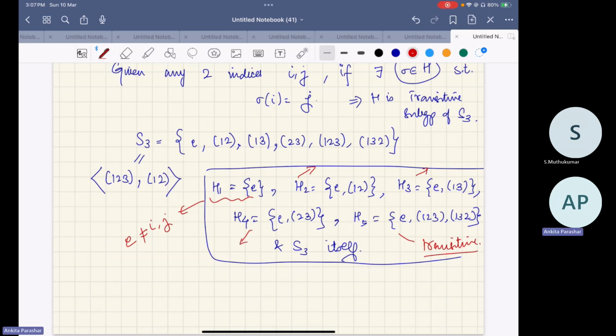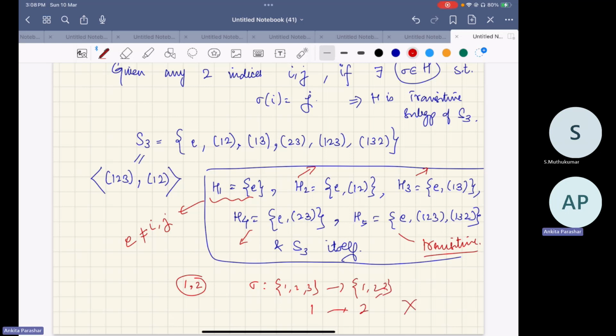I think it's not that difficult. Just look at any two elements. Can you find the bijection which maps the two distinct elements that you choose? Can you find that? 1, 2 I take. Okay, 1 and 2 you take, and which group are you taking? H4. All right. Then do you have any sigma from 1, 2, 3 to 1, 2, 3 which maps 1 to 2? No, right?